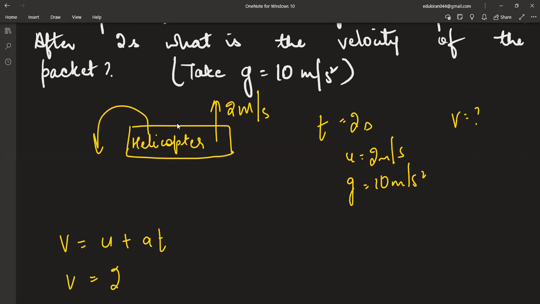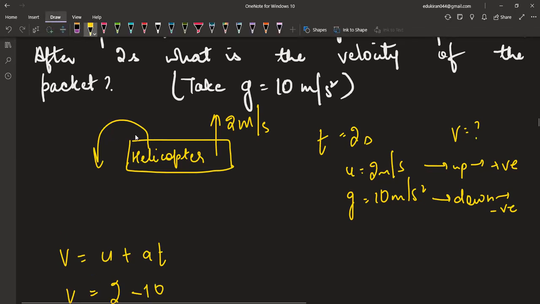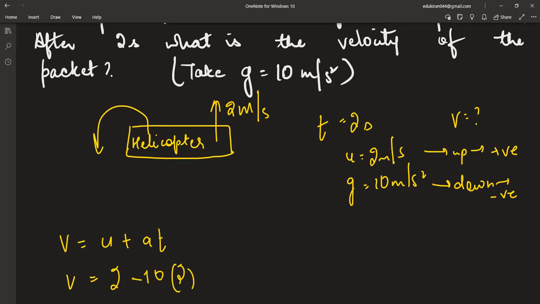Again, see, we have to have two sign conventions. See, initial velocity is upwards. The food packet is thrown like this, first upwards, then downwards. So initial velocity is acting upwards, and acceleration due to gravity is downwards. So let's take up as positive, down as negative. You can take any direction. So 2 minus g, which is 10, and time is also 2 seconds. So this becomes minus 18 meters per second.